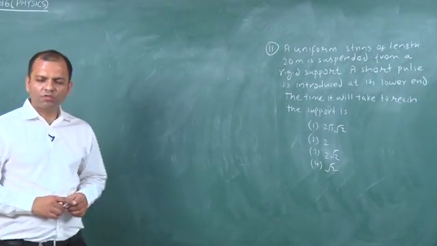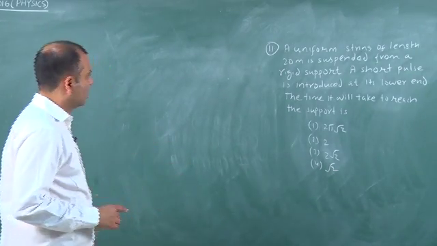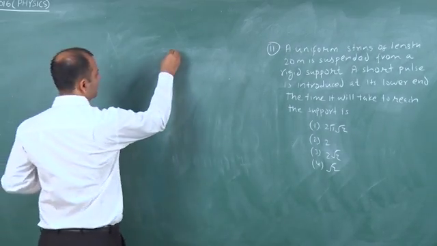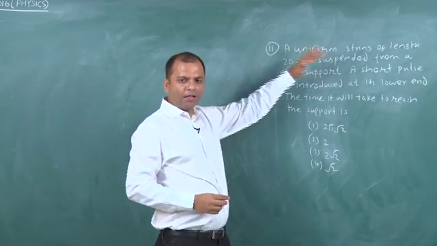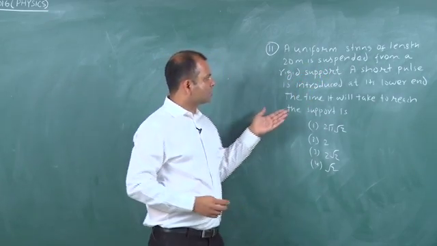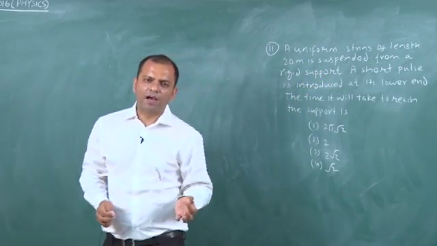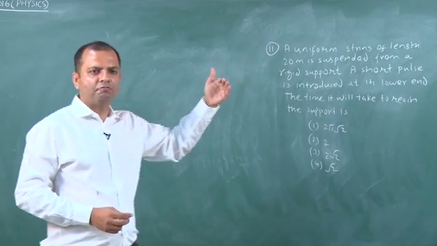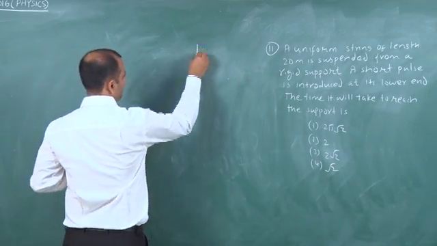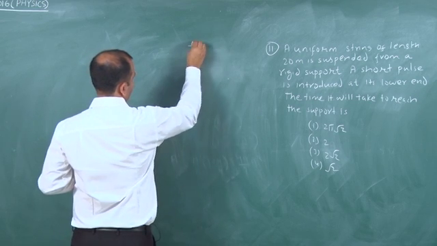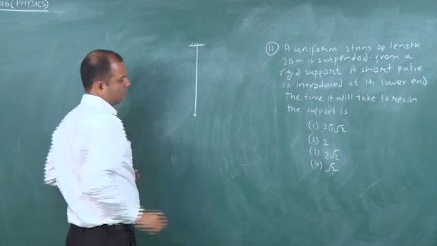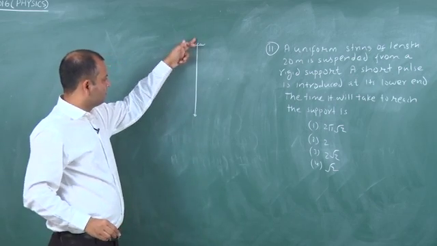Question number 11 is a question from string waves, based on the velocity of waves in a string. We have a uniform string of length 20 meter suspended from a rigid support, and a short pulse is introduced at the lower end. It travels up towards the support. Find the time in which it will reach the support.